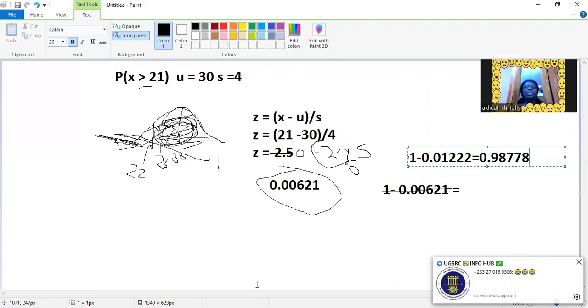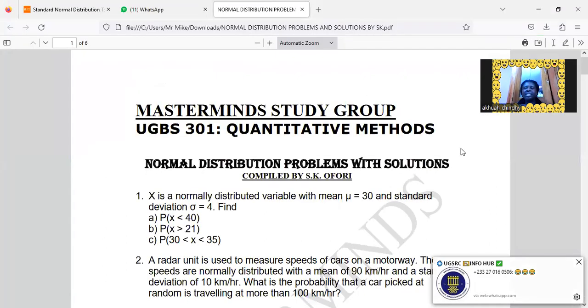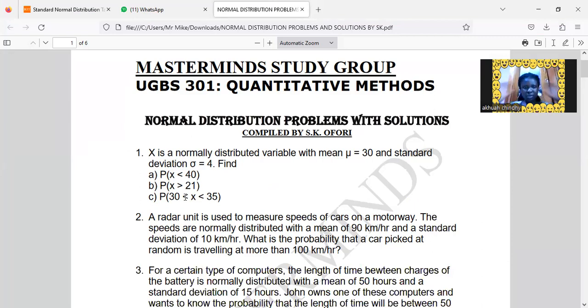So let's look at another scenario, another question. Let's see what happens next. Our next question is to find P(30 < x < 35), the probability that x is greater than 30 but less than 35. Someone seeing this may be confused, so first draw the curve and see how it looks. You get it? Just see how it looks. So x is greater than 30 but less than 35.